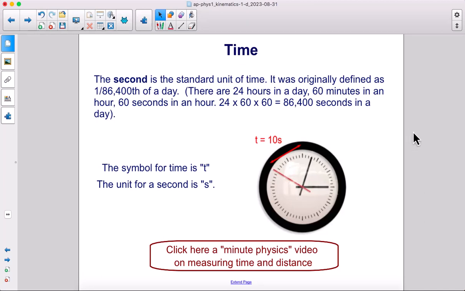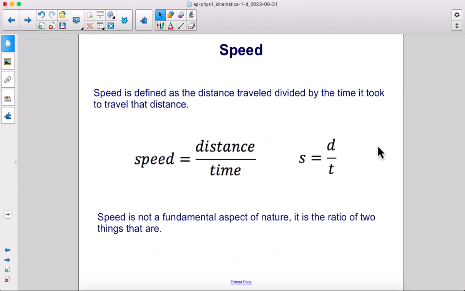The symbol for time is lowercase t. The unit for a second is lowercase s. So here, from here to here on this clock, would say t equals 10 s, time equals 10 seconds. Speed is defined as the distance traveled divided by the time it took to travel that distance. Speed equals distance over time, or S equals d over t.